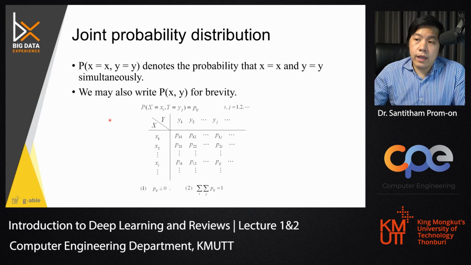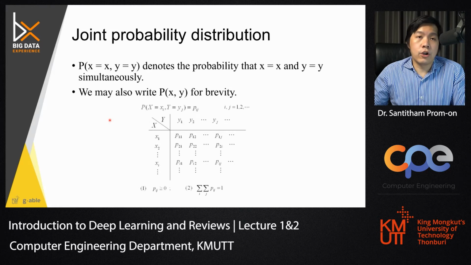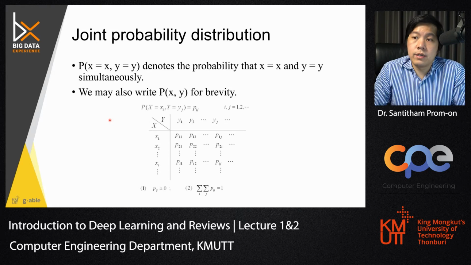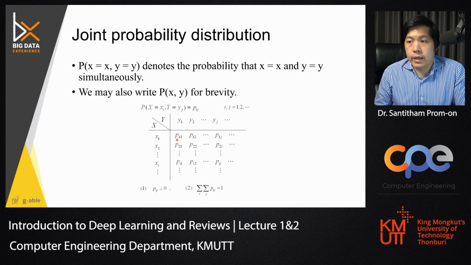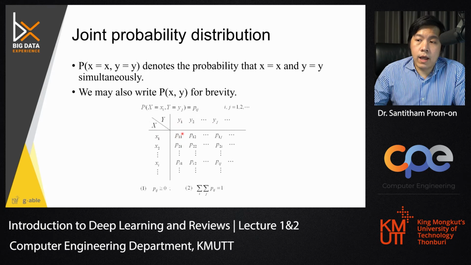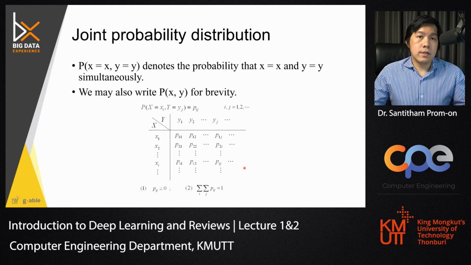Now, if we have multiple events occurring at the same time, we can have the joint probability distribution, the distribution of the two variables altogether. For this one, we have P(X, Y). X can take a number of values, Y can take a number of values, and in combination, they would have the probability associated with the chance that these observations would happen.